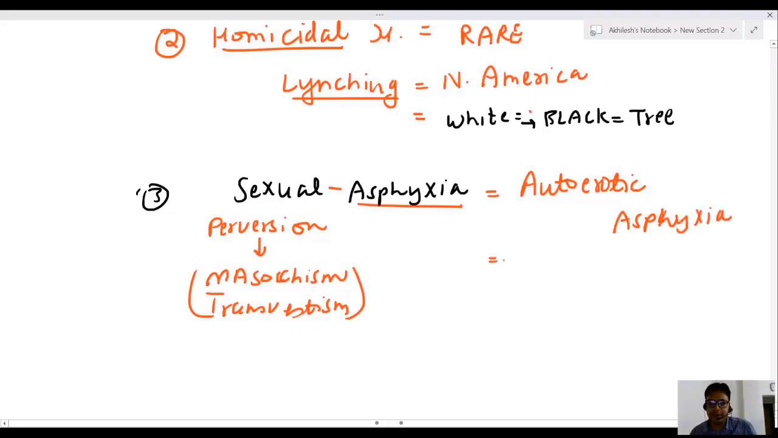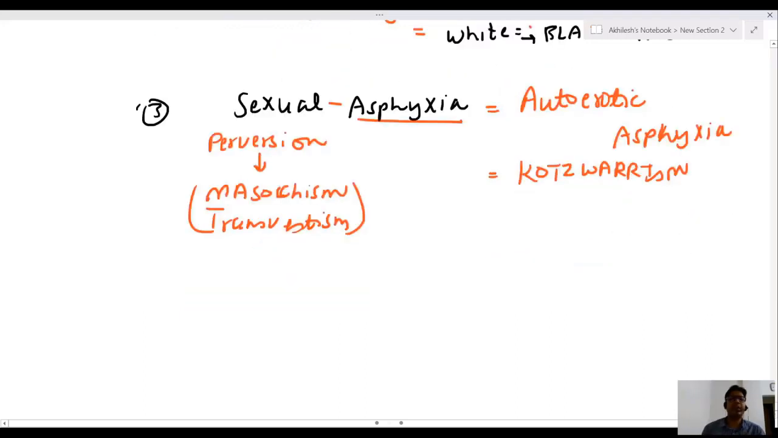And in a few countries, it is known as Coates verism.